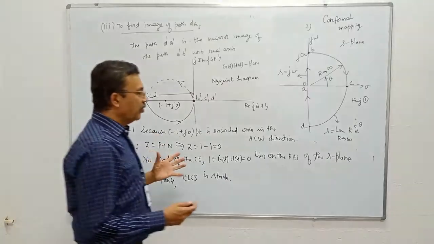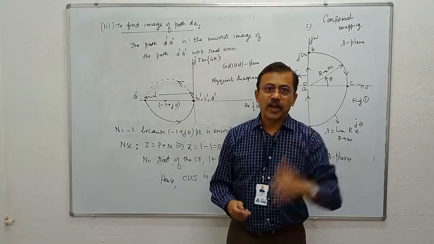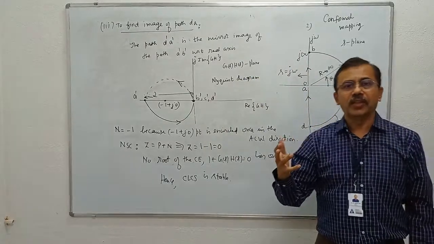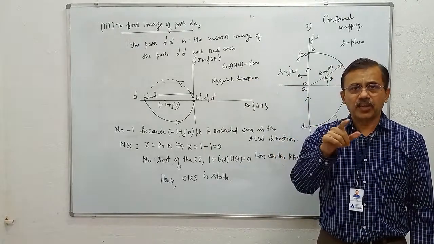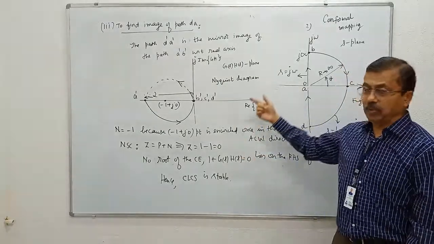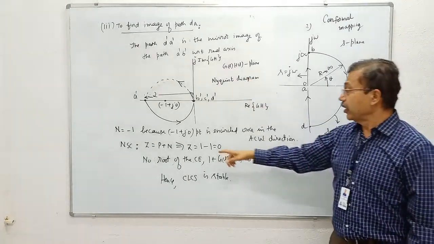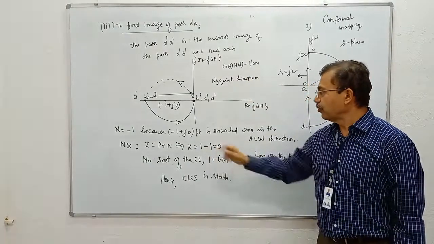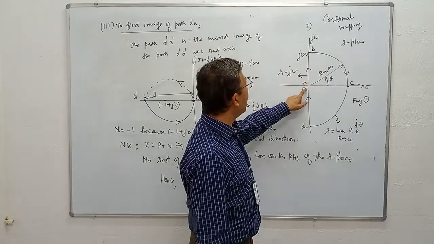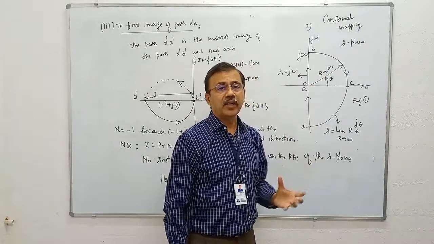So whenever a problem is given to you, first and foremost thing is to find P. To find P, you have to plot poles of G of S, H of S on the S plane. P stands for number of poles lying on the right hand side of the S plane. In the present problem, one pole lies on the right hand side of the S plane, therefore P is 1. To find N, we have to do conformal mapping of the path ABCDA, which is a semicircle of radius r tending to infinity.